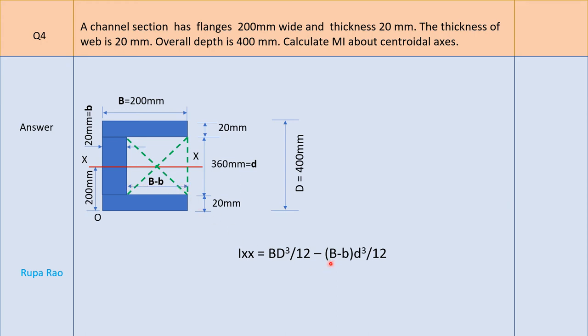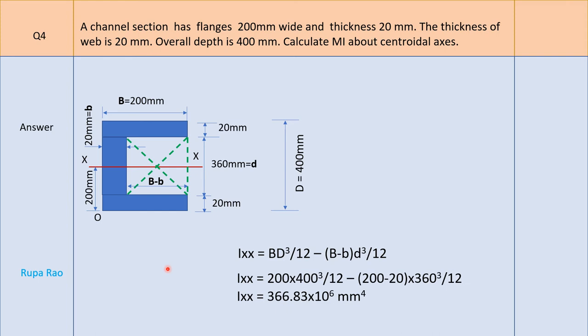rectangle. So this is capital B minus small b, and what is the depth for this rectangle? This is small d. So small d cube. So bracket open, capital B minus small b, into small d cube by 12 will give me the moment of inertia of this hollow rectangle about the axis xx. So this is the formula which we use to calculate the moment of inertia of a channel section about the axis xx: capital BD cube by 12 minus bracket open capital B minus small b bracket close into small d cube by 12. Now let us substitute the values.